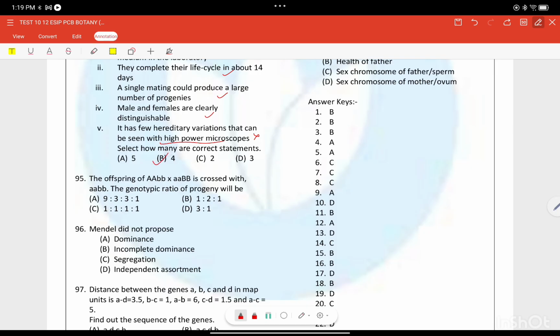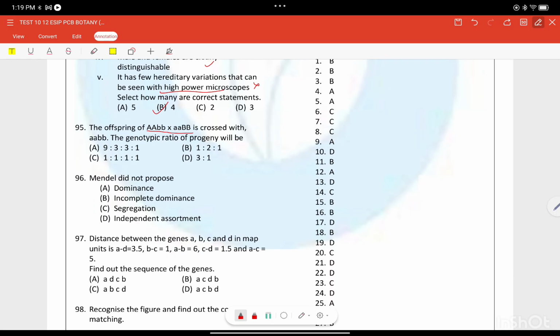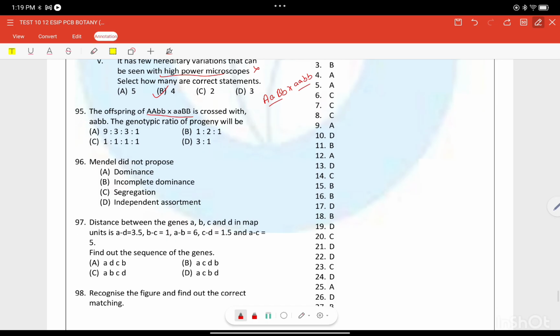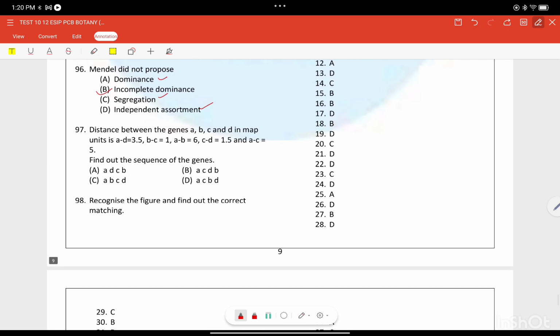So answer is B. The offspring capital A, small b, small b, small a, capital B is crossed with this. The genotypic ratio of the progeny: the progeny will be capital A small a and capital B small b. It is crossed with this progeny. It is an example of test cross. So the ratio will be 1:1:1:1. Mendel did not propose incomplete dominance. Dominance, segregation, independent assortment were the principles given by Mendel.